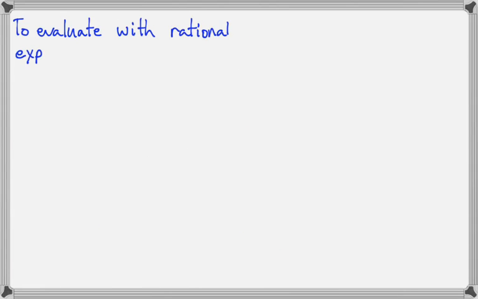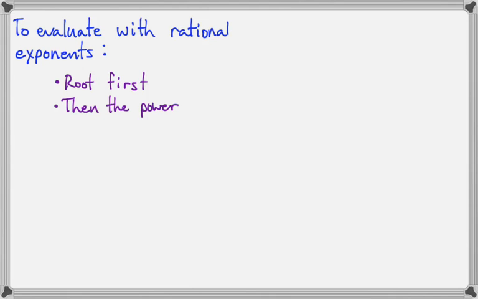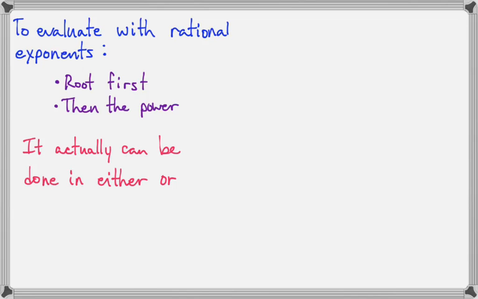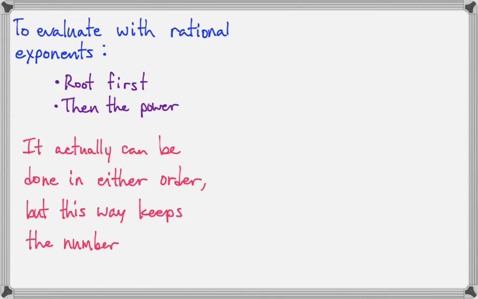Okay, to evaluate with rational exponents, we do 2 steps. Root first, then power. In other words, we handle the denominator of the exponent first, then the top number. It could be done in either order actually, but it's just easier this way, because if you do the root first, it keeps the number small. If you do the power first, the number is going to get huge.